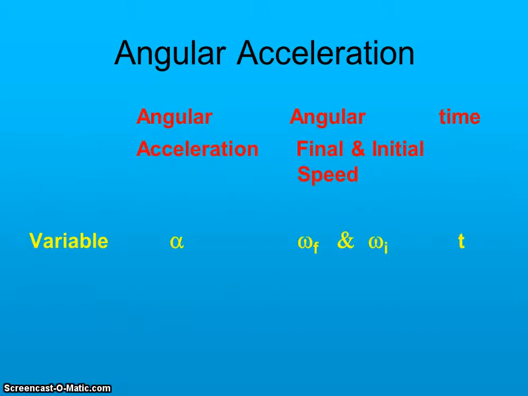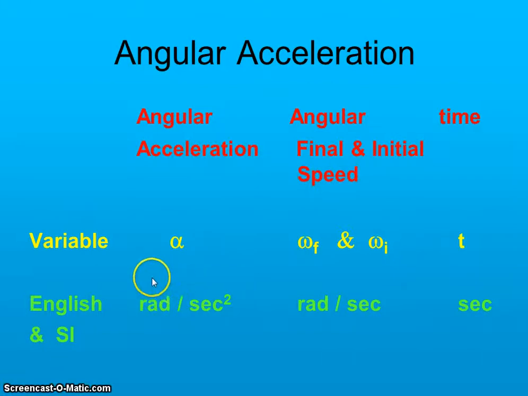Okay, we've already talked about the variables that we have here. Now what about units? Well, just like our acceleration before, in linear we would have meters per second squared. But remember, we're talking about angular distance, so it's going to be radians instead of meters. And look, the time is still squared.